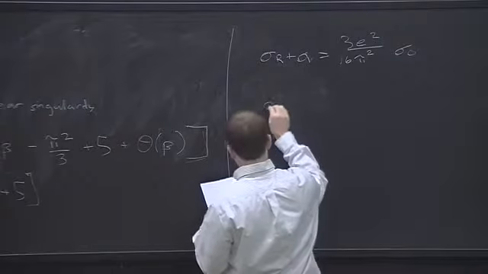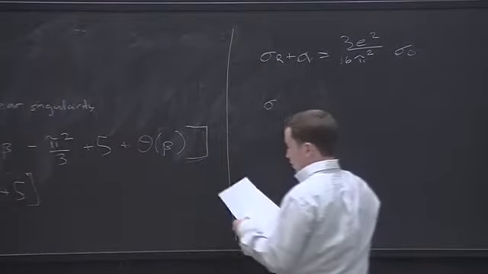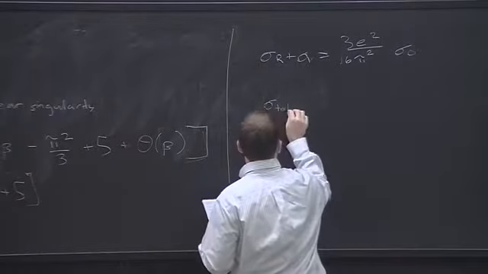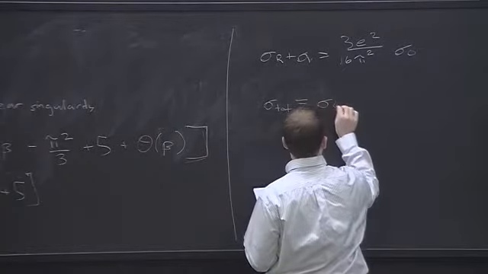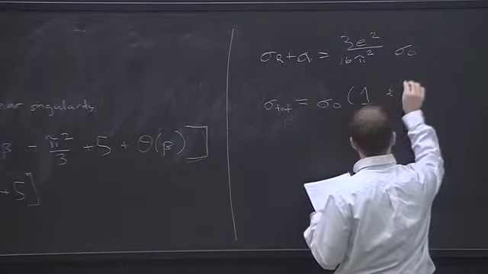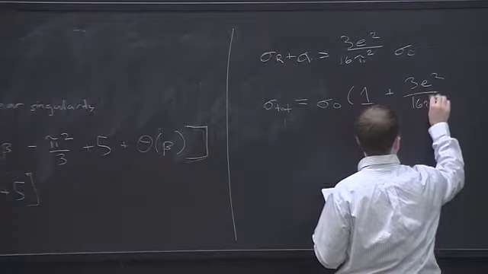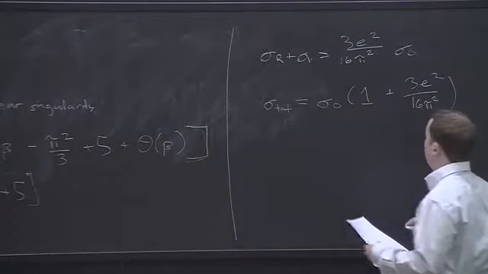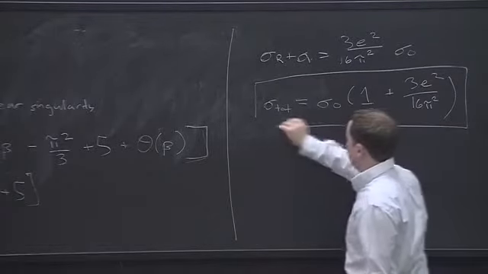And so remember, sigma v was just the correction. So we have to add back in the leading order term to get the total cross-section at this order, which is the tree level cross-section plus 3e squared over 16 pi squared. And so this is our final result.